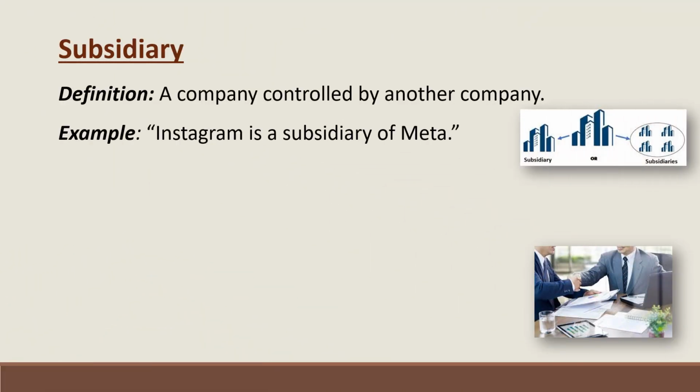The next word is subsidiary. A subsidiary is a company that is controlled by another company. Example: Instagram is a subsidiary of Meta. Then, shareholder. A shareholder is a person or group that owns shares in a company. For example, shareholders vote on company policies.